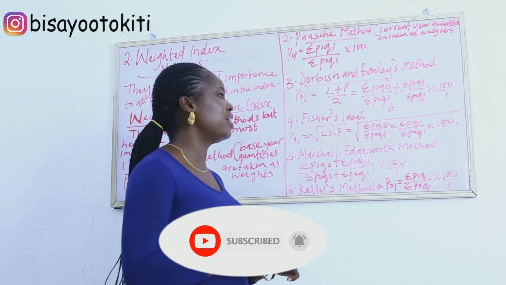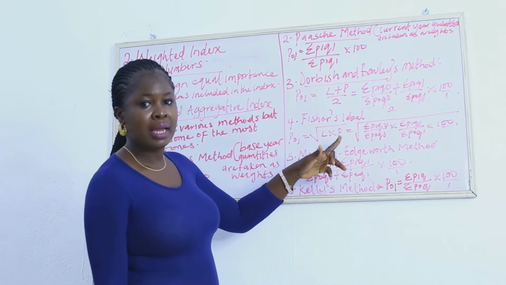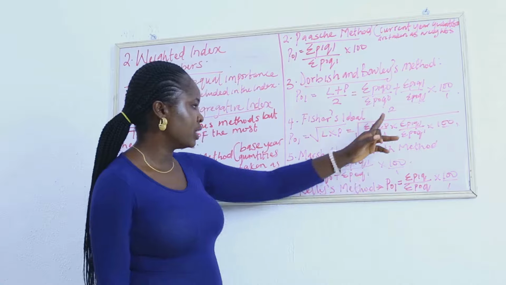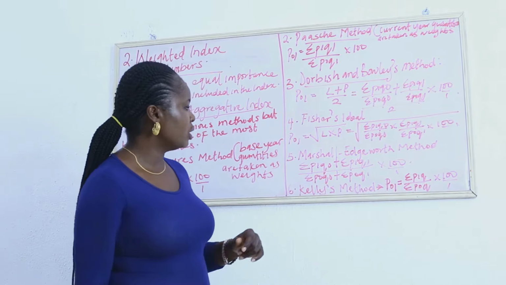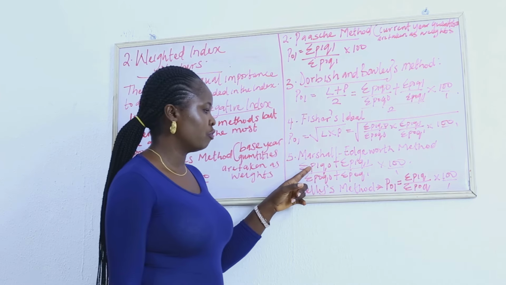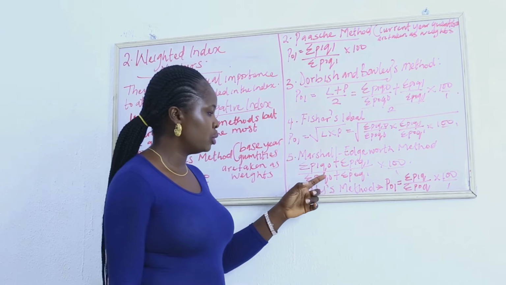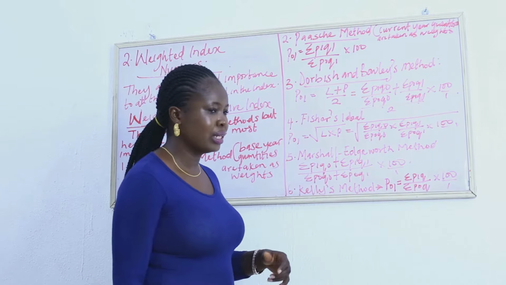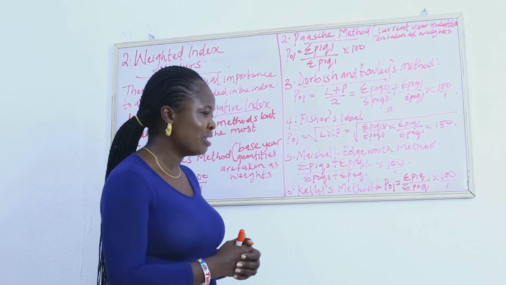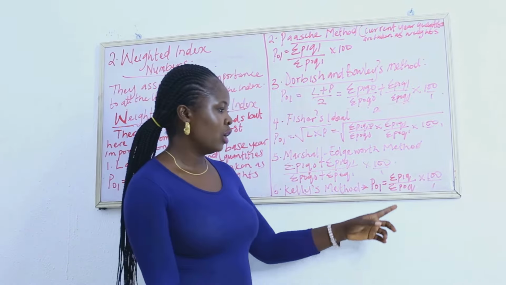Then Fisher's ideal method. Fisher's ideal method also brings the idea of Laspeyres and Paasche together, multiplying the two, then finding the square root. Then the fifth one is called the Marshall-Edgeworth method, and is equal to summation of P1 Q0 plus summation of P1 Q1 all over summation of P0 Q0 plus summation of P0 Q1, times 100. Then the last one is called Kelly's method, and Kelly's method is just as simple as it is on the board, where we have the summation of the price of the current year all over quantity.